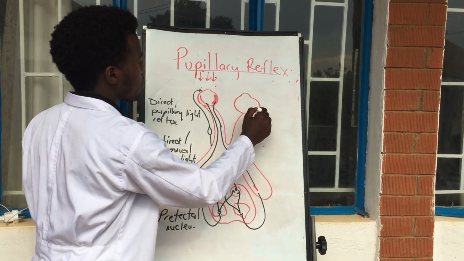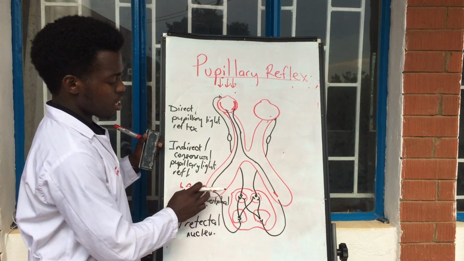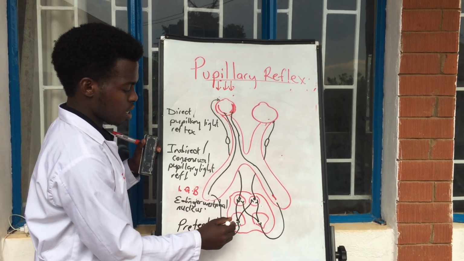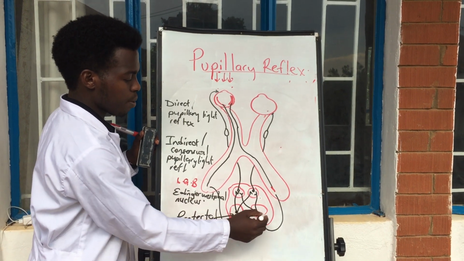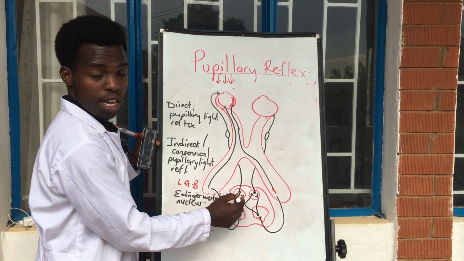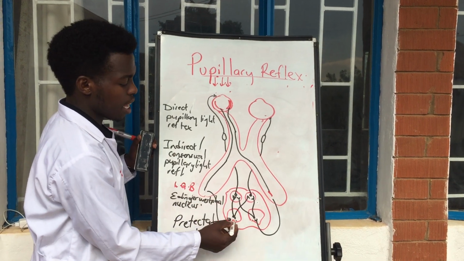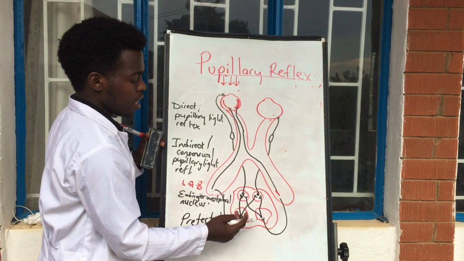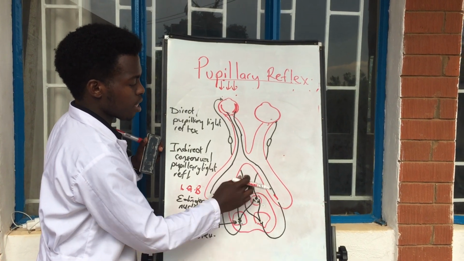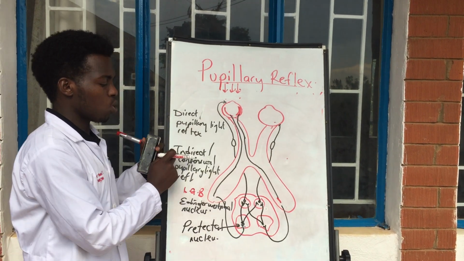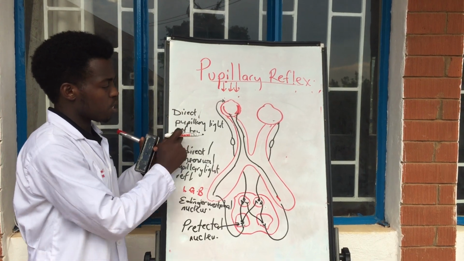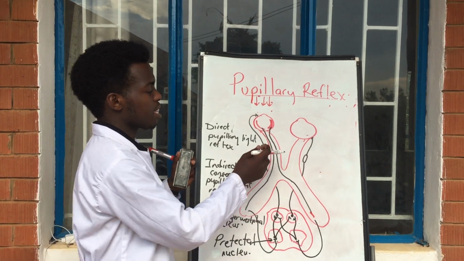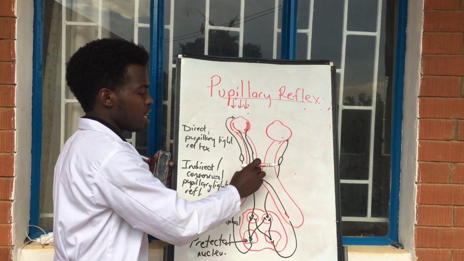So if you follow this pathway, realize that some of the fibers move into the pretectal nucleus, which is this. Then some fibers will move to the Edinger-Westphal nucleus of that same side, and the others will move to the Edinger-Westphal nucleus of the opposite side. This aspect, together with the crossing over, is responsible for these two observations, the direct and the indirect pupillary light reflex.